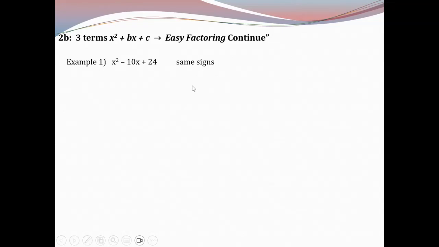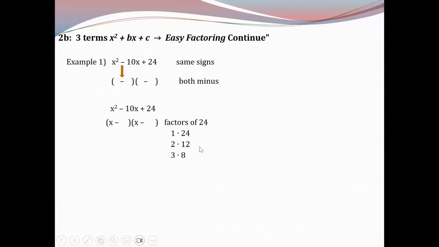Remember, example number 1, same signs. Like I tell my students, you always bring the sign down because this tells you what the signs are going to be. If that's minus, and they're the same sign, they're both going to be minus. Now I'm going to get the factors of 24. How can I get 24? 1 times 24, 2 times 12, 3 times 8, and 4 times 6.